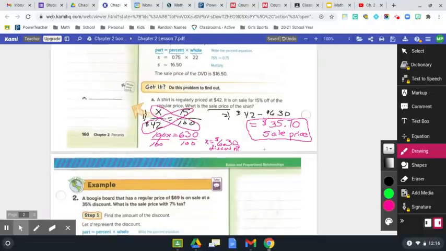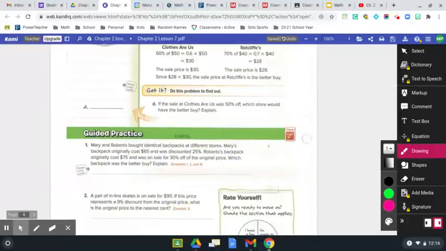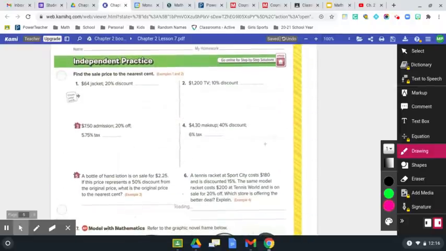So let's try a couple more of these. We're going to turn your book page, and we're going to go all the way to independent practice. And independent practice is going to be on page 163. So let's try 2 more. Let's take a look at number 1 on page 163.